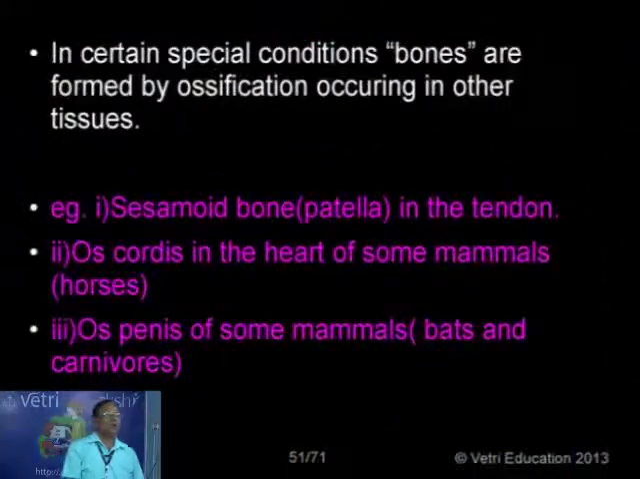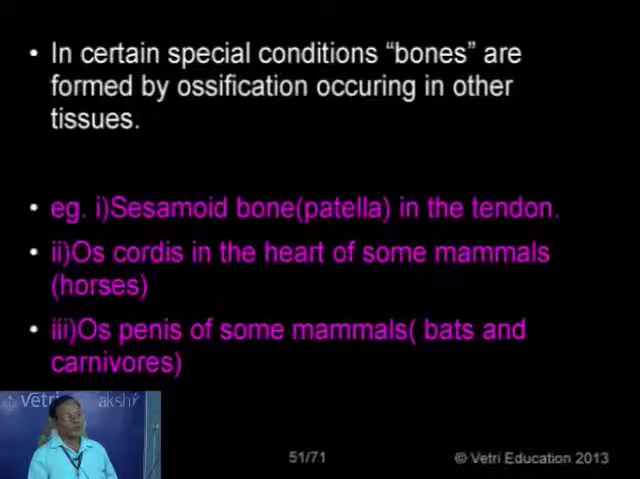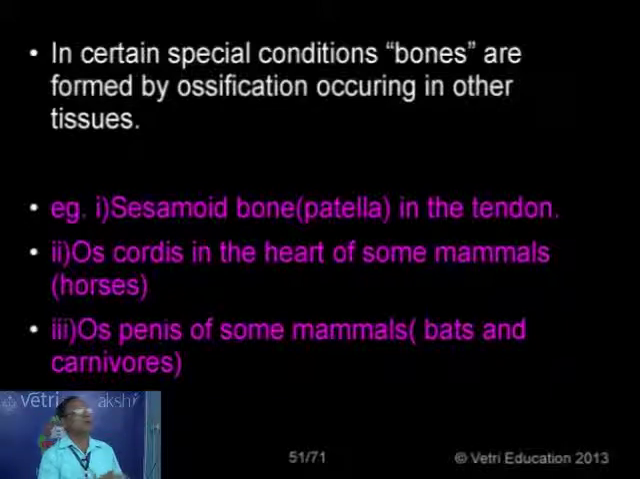Now, normally the bones are formed only from the mesoderm, in a particular place, you know that one. In certain other conditions, other tissues also get modified into bony structures. That's why I give the statement: in some special conditions, bones are formed by ossification, the deposition of calcium occurring in other tissues also. Normally it is formed in places of cartilage or in places of bone formation. In some cases, other tissues are modified into bones because of ossification, nothing but the deposition of calcium. One such modification is the sesamoid bone.